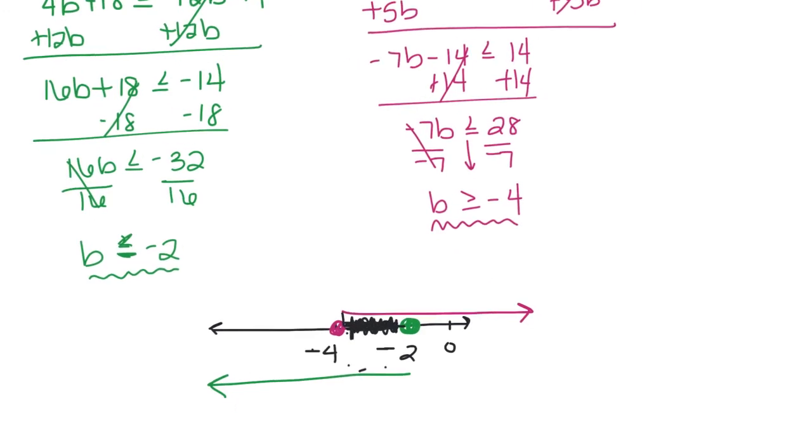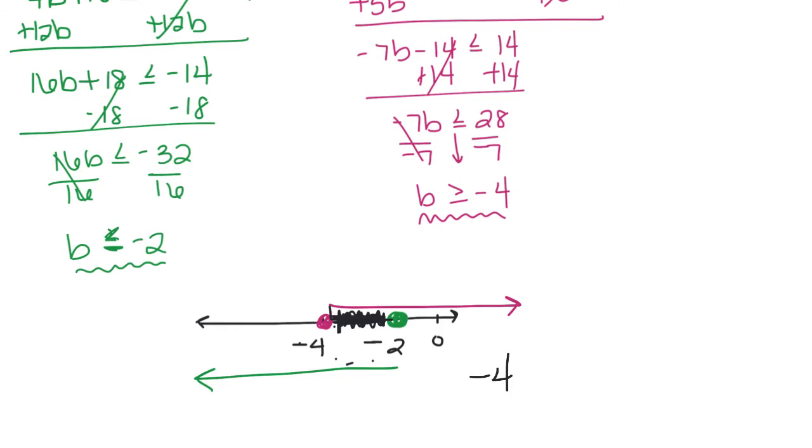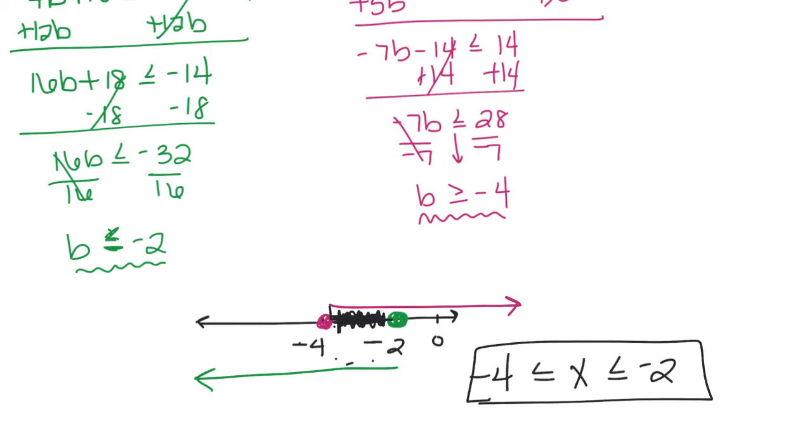So if we're going to write this algebraically, I have -4 on the left, less than or equal to, because it's solid, x less than or equal to -2. So graphical and algebraic.